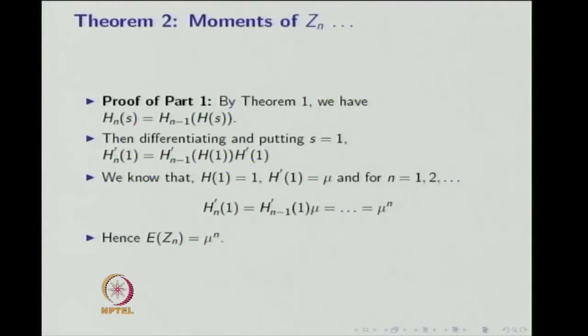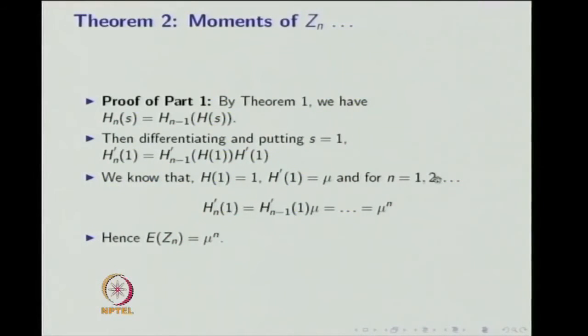We will prove part 1, that is the expectation of Zn is equal to mu power n. By theorem 1, we know that Hn of S is Hn minus 1 of H of S. Then differentiating and putting S equal to 1, we will get Hn dash of 1, that is the same as Hn minus 1 dash of H of 1 into H dash of 1. We know that H of 1 is 1, H dash of 1 is mu.